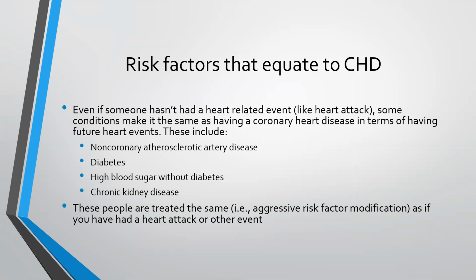There are other risk factors that can equate to actually having a history of heart disease. So for example, if you have a blockage in a carotid artery, that gives you a heart risk factor independently of having a heart history. Diabetes is the same deal. Having a high blood sugar, even without diabetes, has its own risk factors. And then chronic kidney disease, so people on dialysis, for example. All these things can be thought of as fairly significant heart risk factors, and it changes actually how we treat these patients in terms of cholesterol control and blood pressure control.